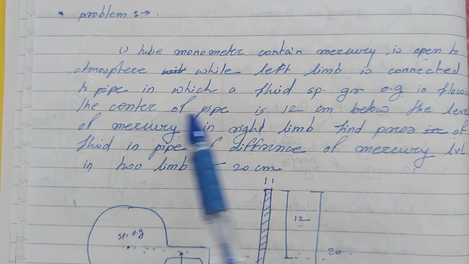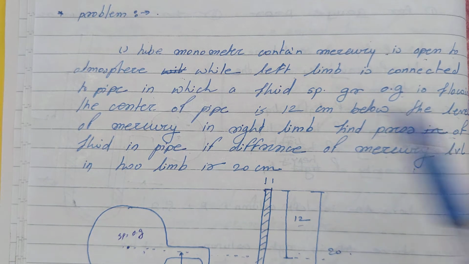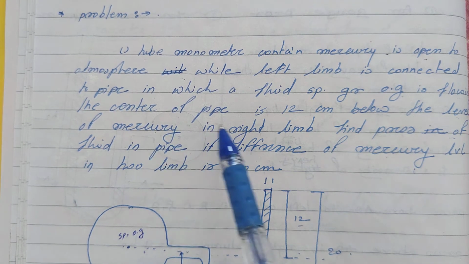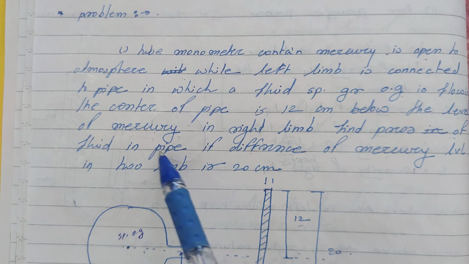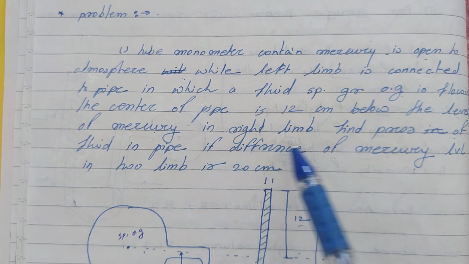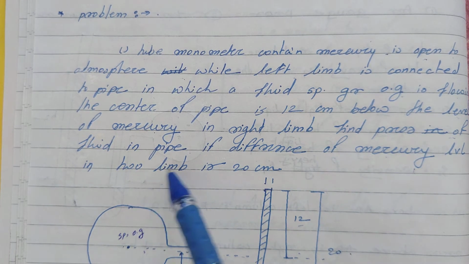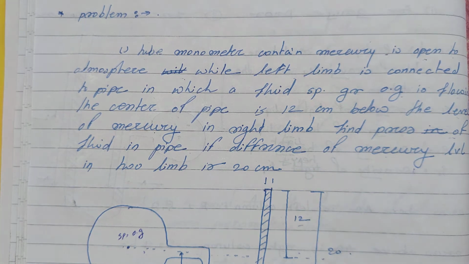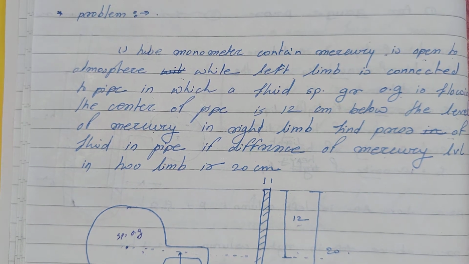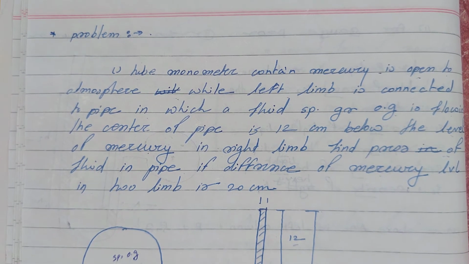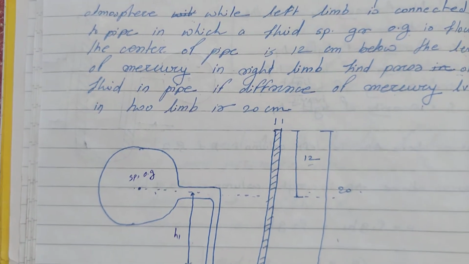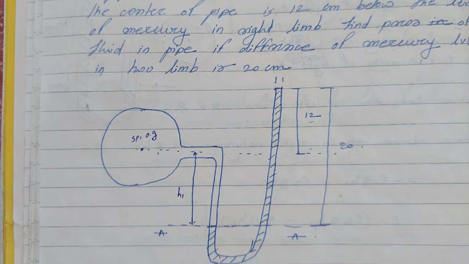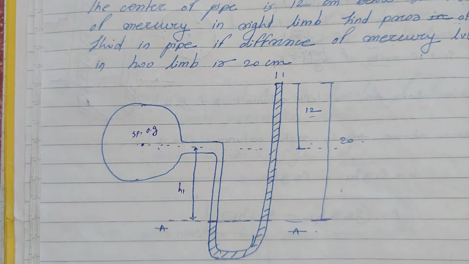The center of pipe is 12 centimeter below the level of mercury in the right limb. Find the pressure of fluid in the pipe if the difference of mercury level in the two limbs is 20 centimeter. So we have to draw the figure as per the problem statement. So we draw the figure.